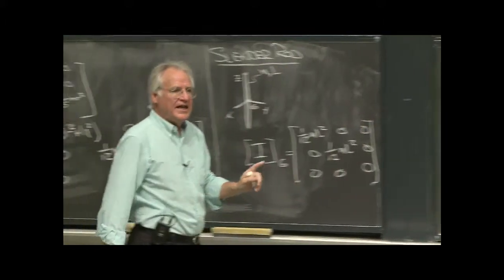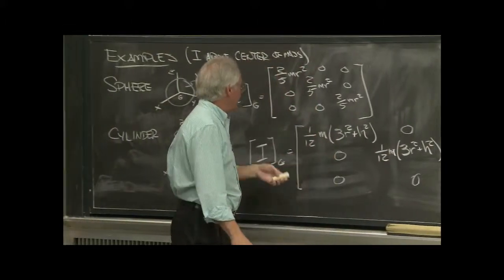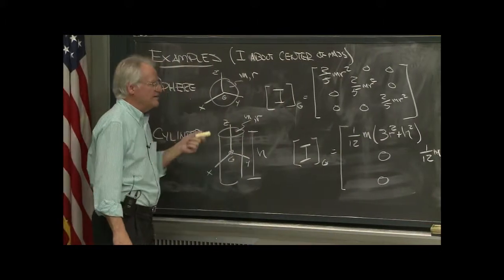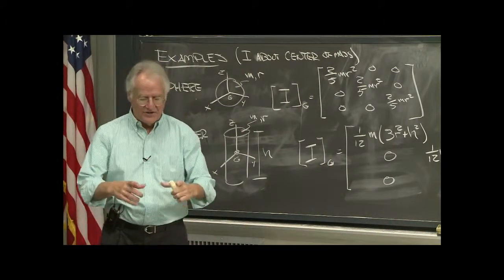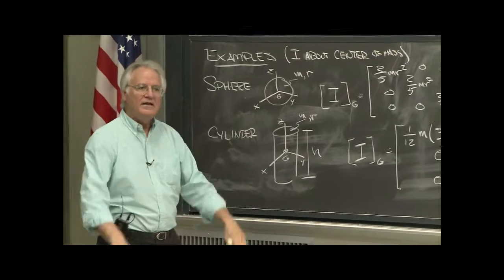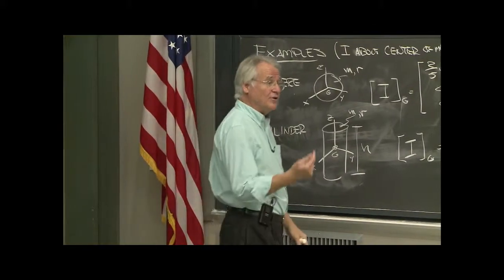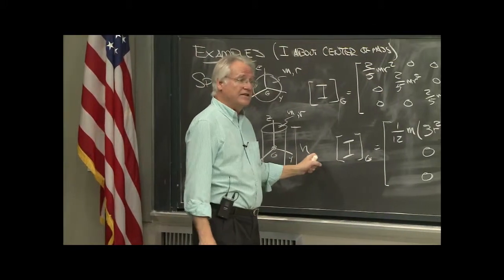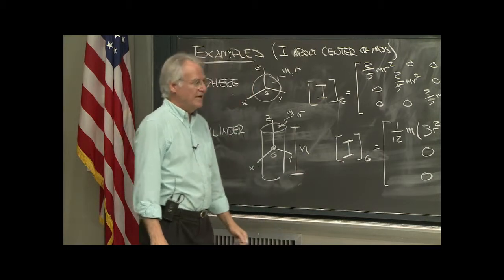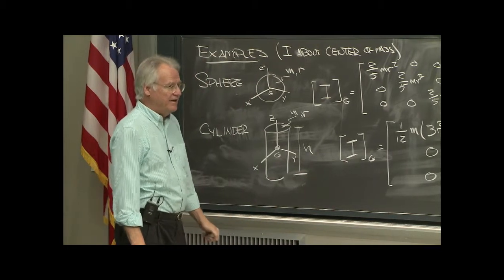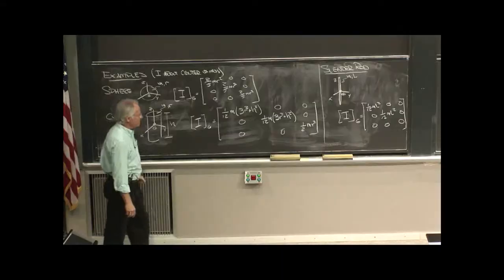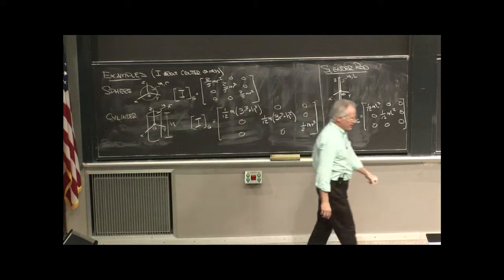All righty? If it's a regular geometric shape, like a sphere, a cylinder, a slender rod, a disc, a flat plate, stuff like that, there are tables in your book where these things are derived. And I'll show you right now.